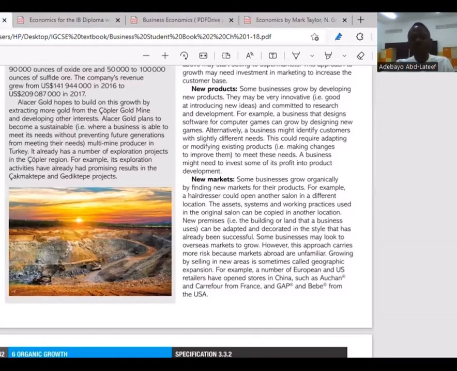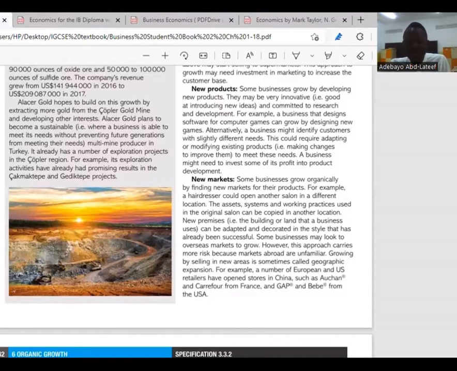organic growth. So we go to the problems that a business growing organically could face. One, slow pace of growth. A business that is growing gradually means your growth is at a slower pace. This might not go well with stakeholders.